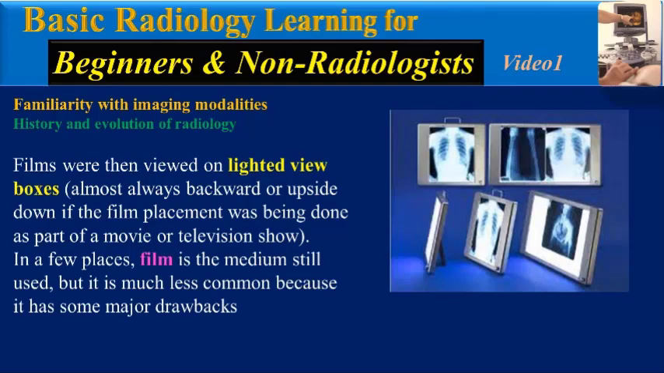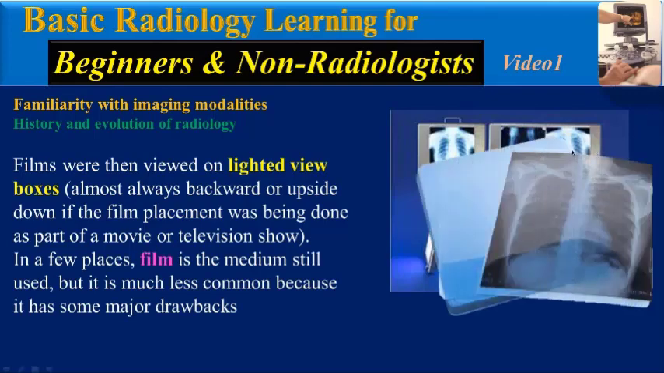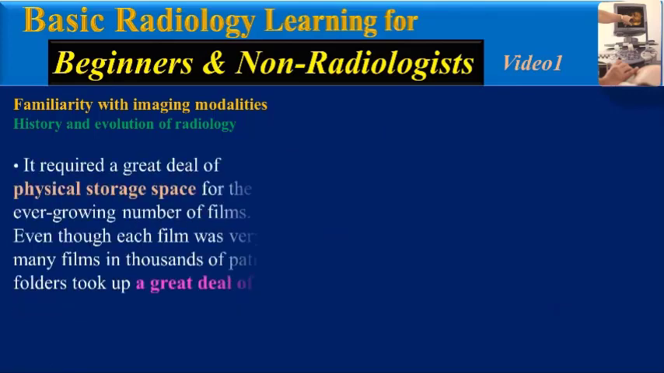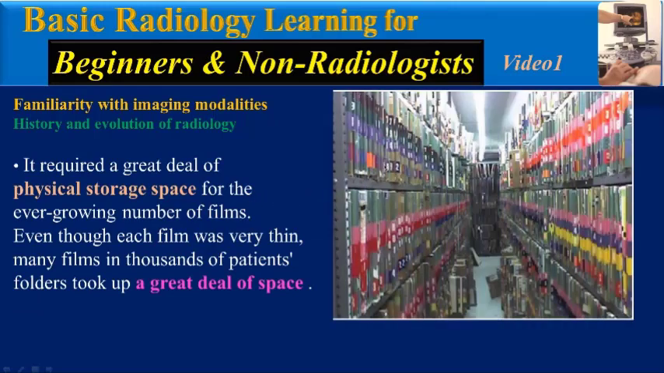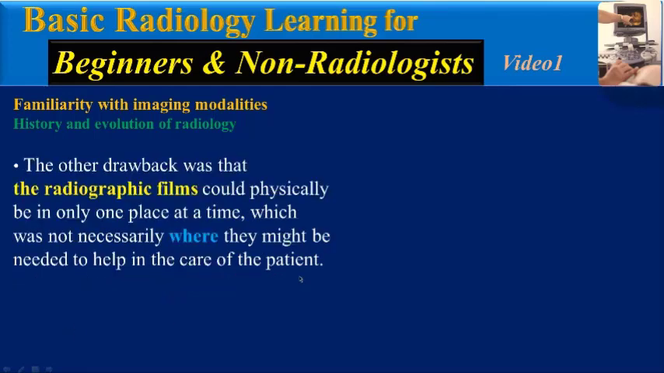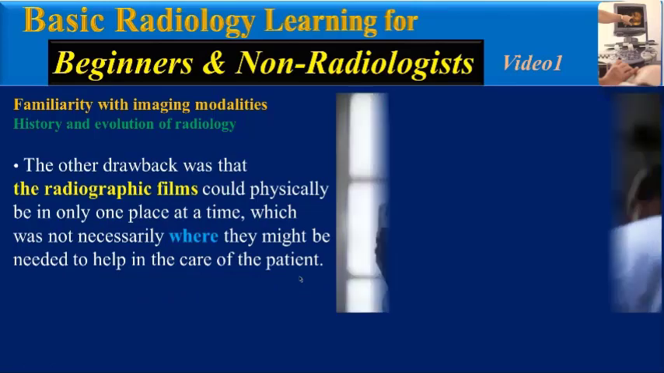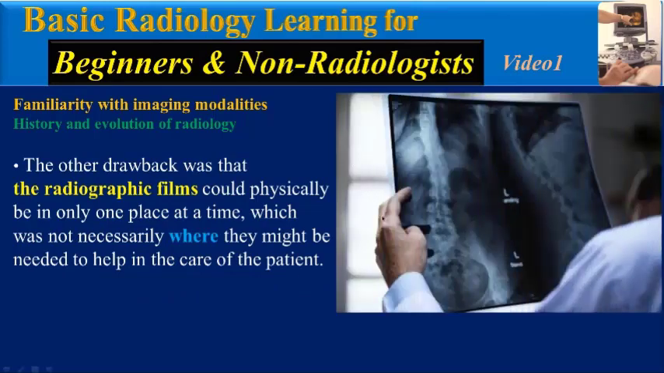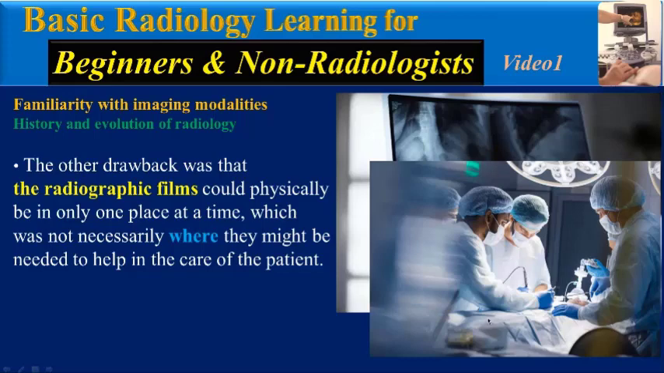In a few places, film as a medium is still used, but it's much less common because it has some major drawbacks. It required a great deal of physical storage space for the ever-growing number of films. Even though each film was very thin, many films in thousands of patients' folders took up a great deal of space. The other drawback was that the radiographic films could physically be only in one place at a time, which was not necessarily where the image would be needed to help in the care of the patient.